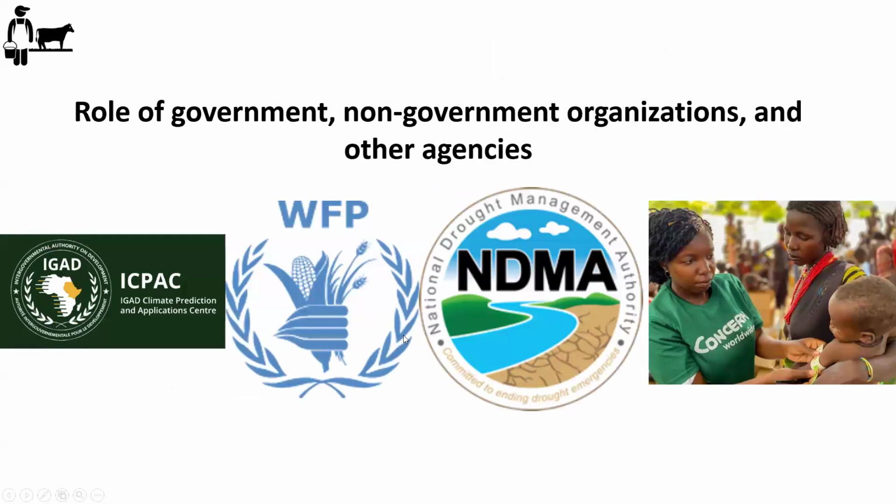And then from our pilot interviews, we learned about the role of various different organizations in helping address different aspects of climate hazards and climate change. So there's IGAD's ICPAC, the Climate Prediction and Application Center, which makes seasonal forecasts and predictions that they communicate to the communities. They have been effective in helping provide early warnings to the communities, especially when there were flash flooding events.